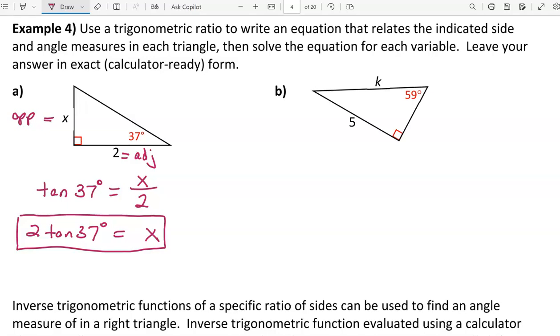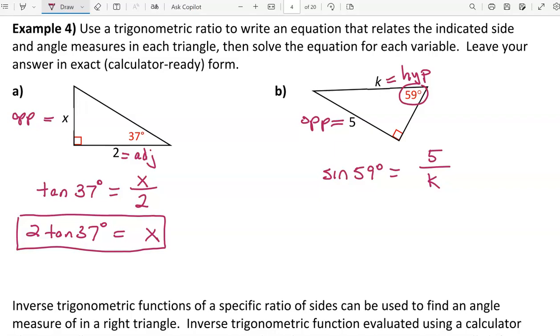All right, let's try b as well. So taking a look at our 59-degree angle, notice that 5 is in the opposite position, and k is the hypotenuse since it's opposite the 90-degree angle. That means we're going to use a sine ratio. So sine of 59 degrees is equal to opposite over hypotenuse.